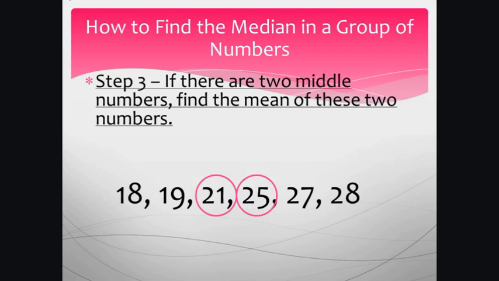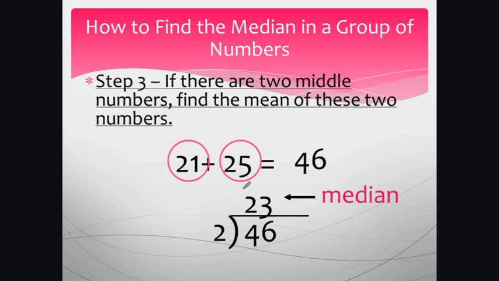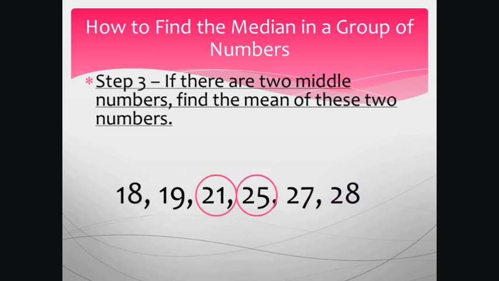But sometimes you're going to have a group of numbers that isn't an odd number. Here we have 6 values. If there are 2 middle numbers, then we have to find the mean, or the average, of these 2 numbers. In order to do that, we need to add them together and find their sum of 46 and divide it by the total number of add-ins. So in this case, we're finding the average of these 2 numbers. 46 divided by 2 is equal to 23. So in this data set, the median value would be 23.